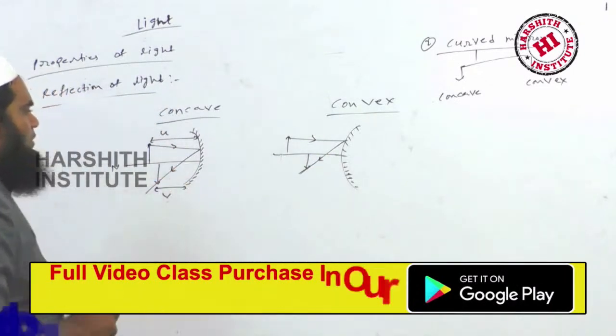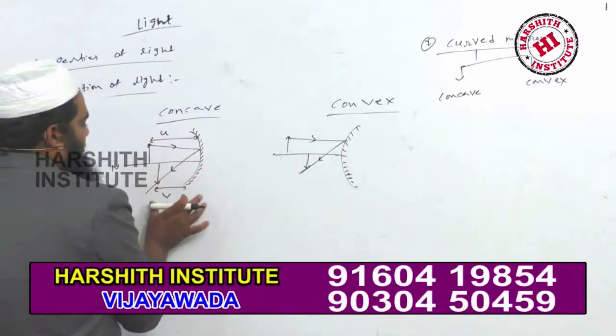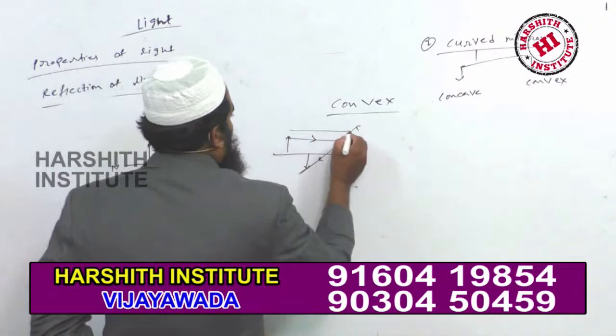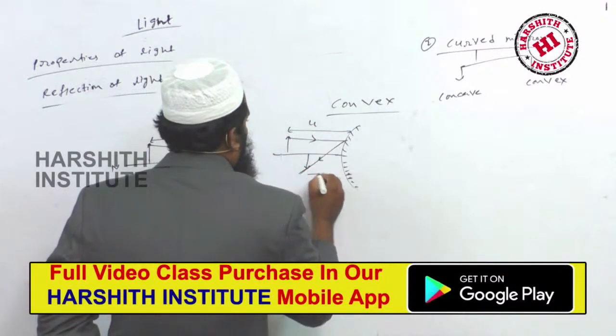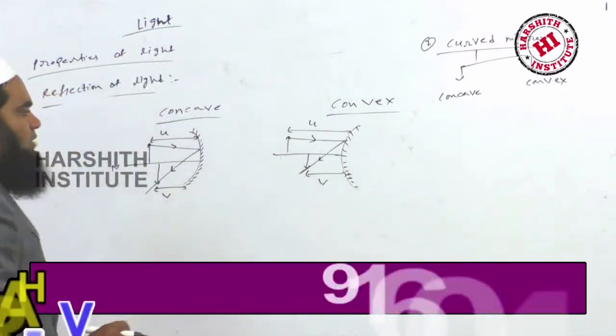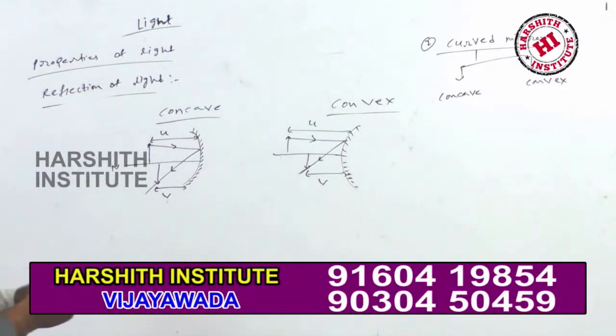Now this is u, this is v. u is the object distance. This is v, and v is the image distance. u is the object distance, and v is the image distance also.